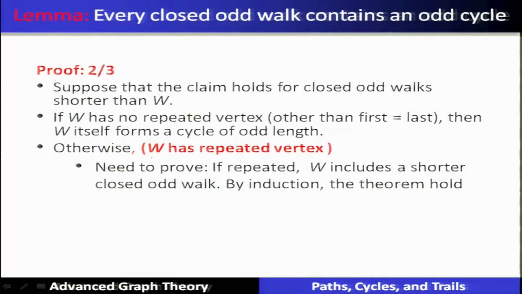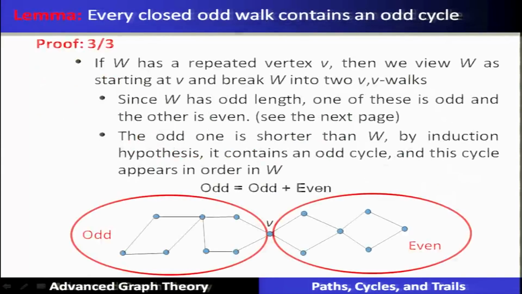Now, suppose that the claim holds for a closed odd walk shorter than W. If W has no repeated vertices other than the first and last, then W itself forms a cycle of odd length. Otherwise, W has repeated vertices. So, we need to prove that if it is repeated, then W will include a shorter closed odd walk, and by induction, the theorem will hold. Let us see this particular case.